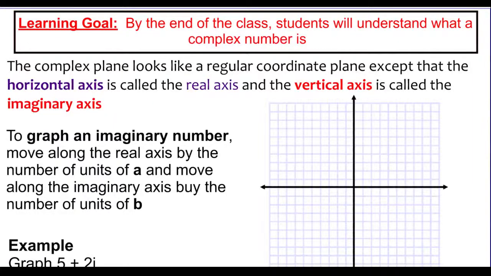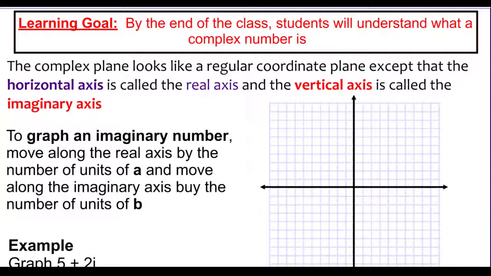Okay, so now that we know what a complex number is, our job is to figure out how to do all of this stuff with complex numbers. And so we're going to start off with, how do you graph a complex number? We can graph regular numbers, we can graph coordinate pairs of numbers. Now we need to figure out, how do we graph an imaginary number? How do we graph complex numbers?